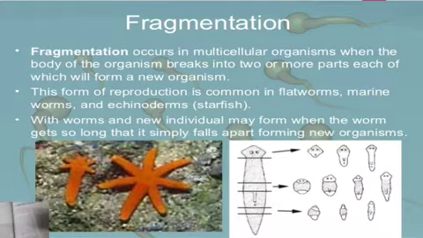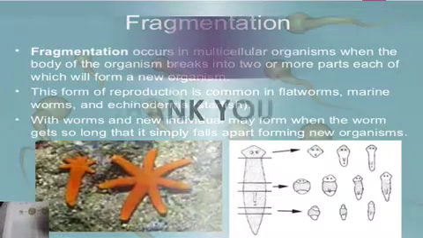With worms, a new individual may form when the worm gets so long that it simply falls apart, forming new organisms. As you can see in the diagram, here is a worm that splits into parts, and each splits into a number of parts, and from each part new organisms will form, right? This is the process of fragmentation.